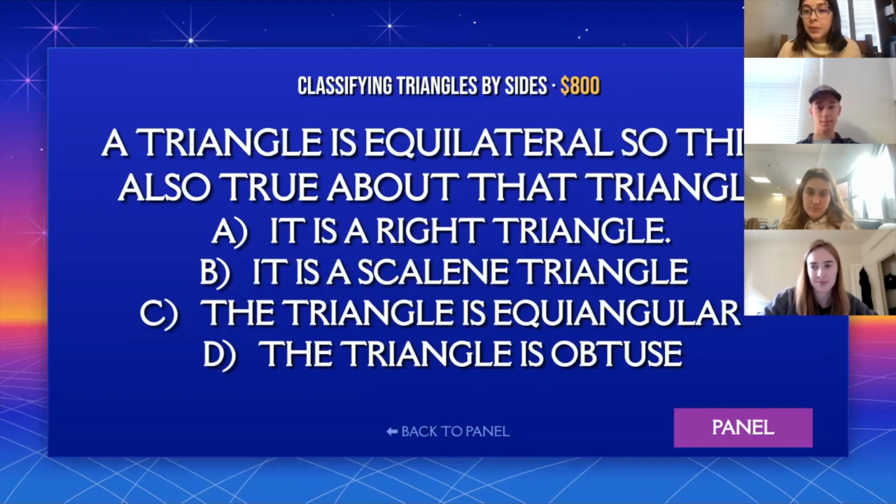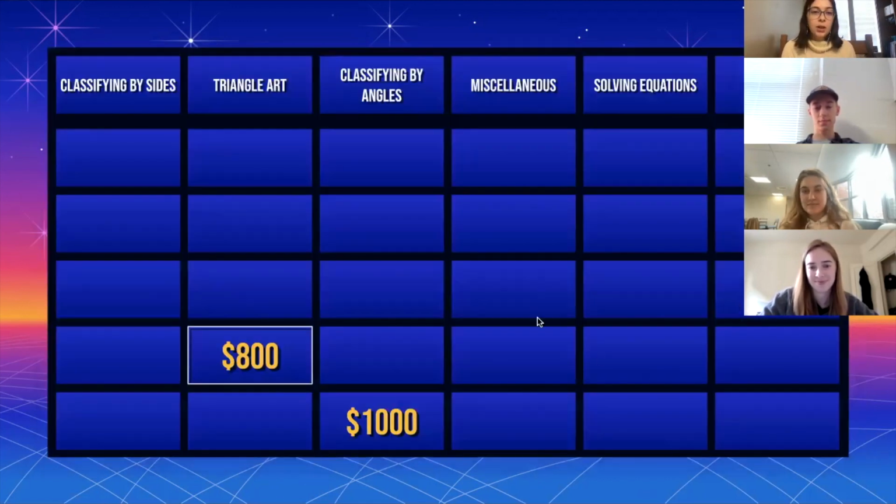Matilda, you buzzed in first. What is C? Yes, and do you remember the measure of the angles for an equilateral triangle? The angles are all 60 degrees. Perfect. All right, Matilda, your turn. Oh, I'll have triangle art for 800, please.